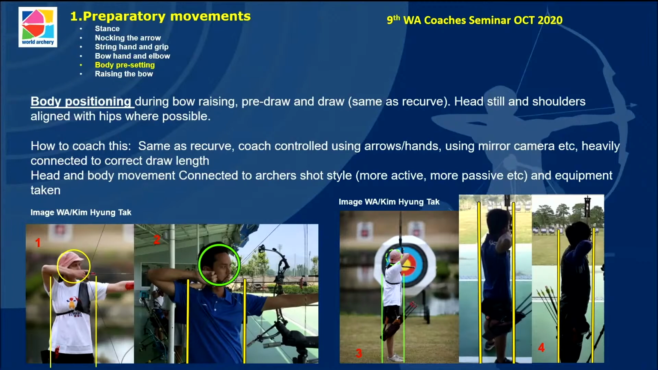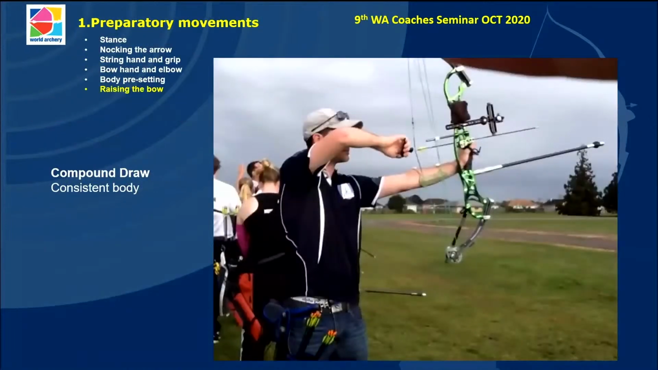Now, it is heavily connected with the equipment and the draw length they've chosen. This is a very vital piece, and we'll talk about that in the coming slides. But in general, I'm looking for the same positioning, and I coach it in the same way, which is to use my images, hold their hip or their shoulder and push them into position, or any other tool that you might be using to do that. I think it can really benefit and develop your compound archers very, very quickly if you get this quite well.